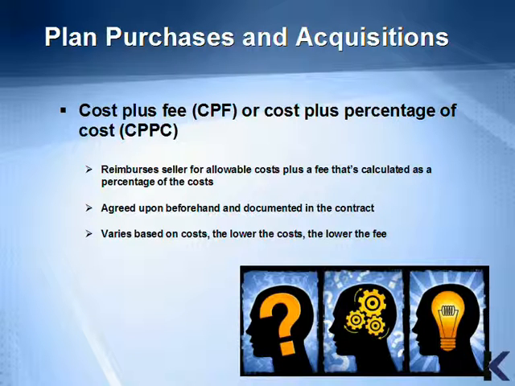Cost plus fee, or cost plus percentage of cost, reimburses the seller for allowable costs plus a fee that's calculated as a percentage of the costs. It's agreed upon beforehand and documented in the contract. It may vary based on costs. The lower the costs, the lower the fee.